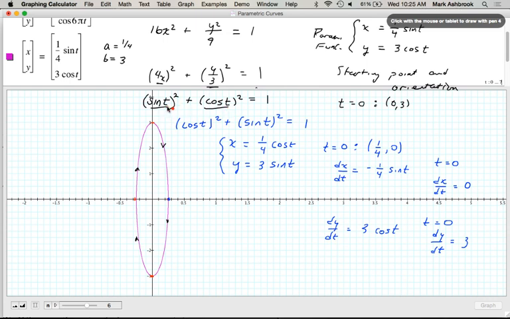We don't have to have just t. We could have sine of, say, a half t and cosine of a half t. This would affect the rate at which points are generated. If x was 1/4 sine of a half t and y was 3 cosine of a half t, we still get the same points, but what would be different?